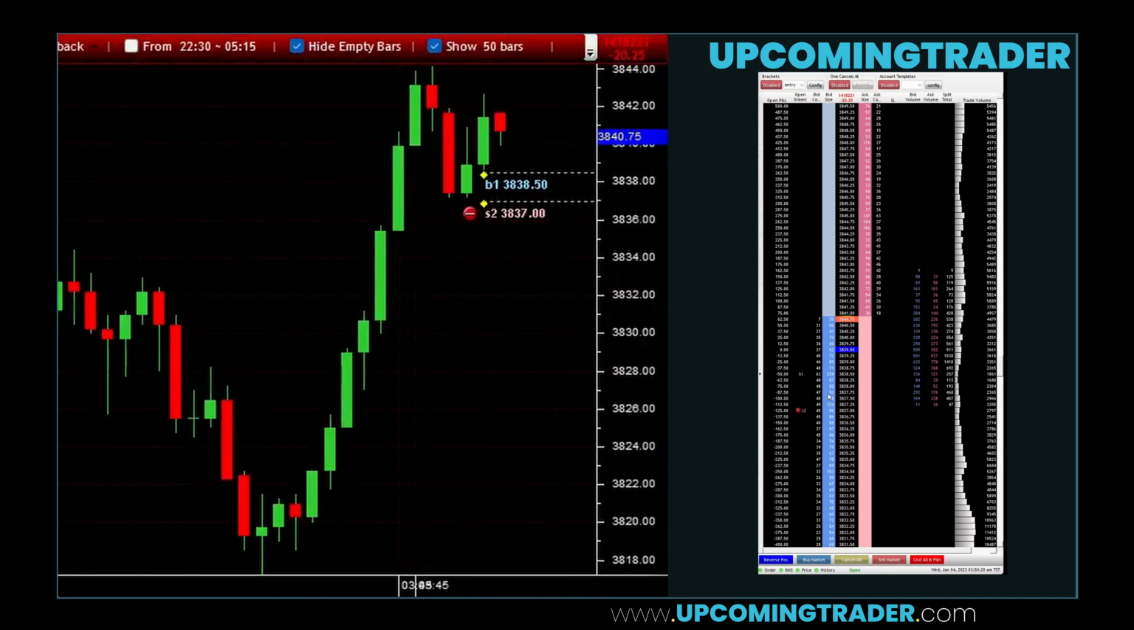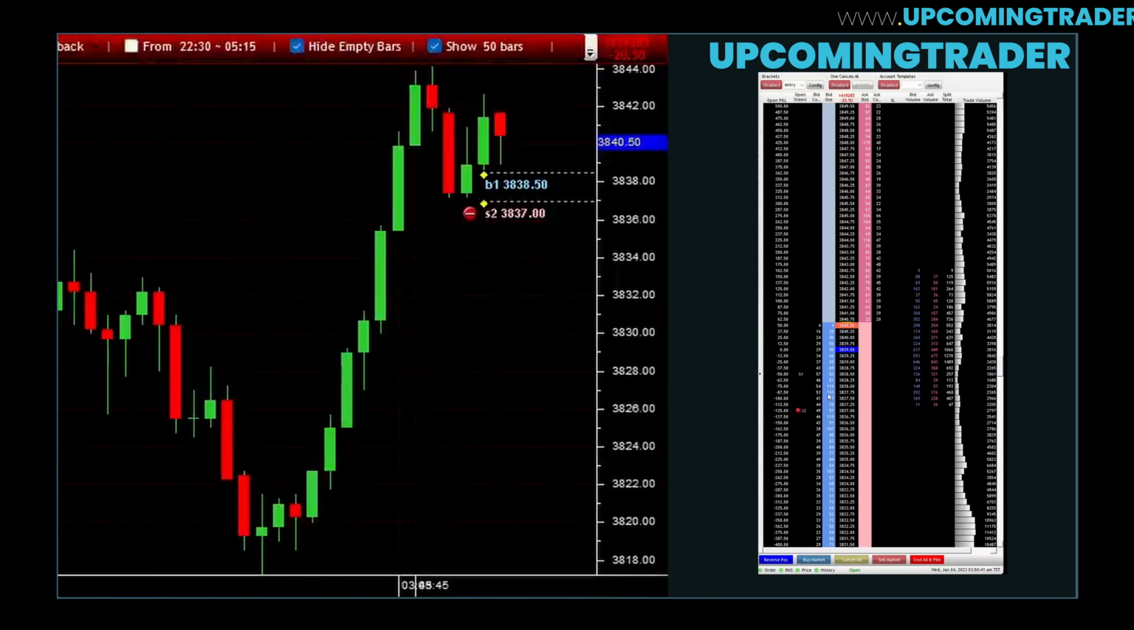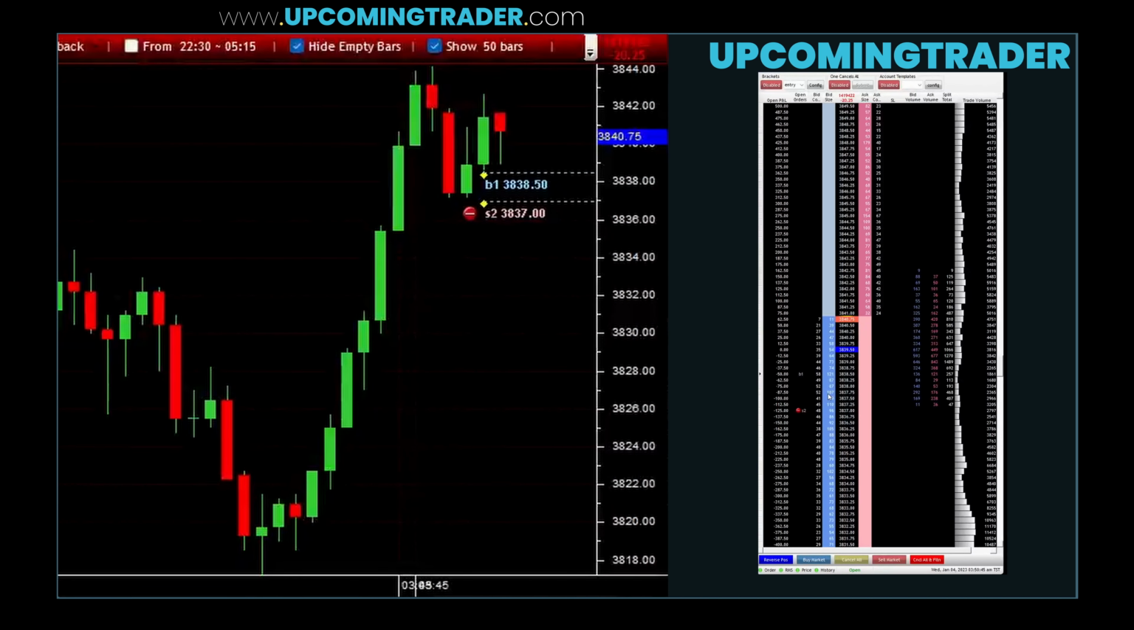A flag looks like a small rectangle that forms after a strong price move, kind of like a flag waving on a pole. The price takes a little pause to catch its breath before continuing in the same direction. A pennant is similar, but instead of a rectangle, it looks like a small triangle. Both of these patterns mean that the trend will likely keep going in the same direction after a short break.